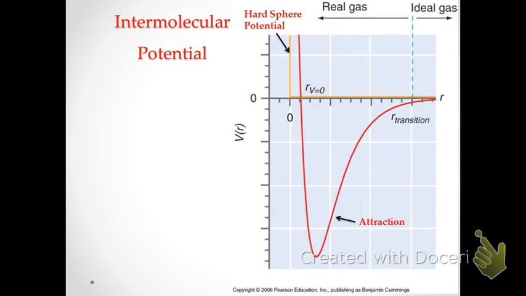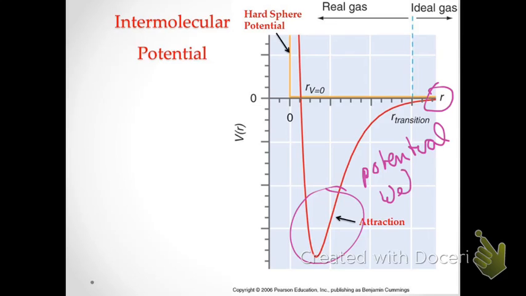A better description of real behavior is illustrated by this red potential energy curve here, where we'll see at large distances the potential energy again goes to 0, but as the particles get close to each other, the potential energy drops. And that negative potential is indicative of attraction. Attraction is a negative potential interaction, and so we see that dip that gives us a negative potential. We'll sometimes call this a potential well.